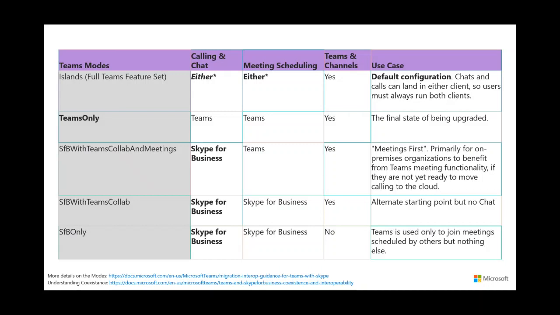Okay, a couple things I just want to highlight here because I did make them bold and it jives with the story I'm trying to tell. For these three bottom modes, the calling, chat, client, Skype for Business. So that means chat is not there in the Teams. And we receive a lot of feedback from customers that losing that chat was a disadvantage to the users.